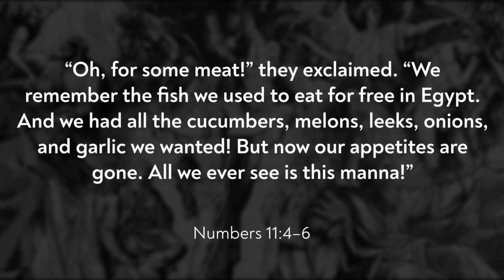They're making a golden calf, and then when they set off again in the book of Numbers, they continually moan against Moses and God. "Oh, for some meat," they exclaimed. "We remember the fish we used to eat for free in Egypt, and we had all the cucumbers, melons, leeks, onions, and garlic we wanted, but now our appetites are gone. All we ever see is this manna." The grass was greener on the other side, but not the side that God was taking them to, but the side back in Egypt.